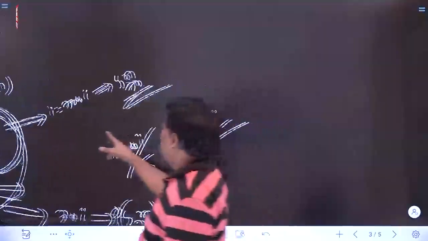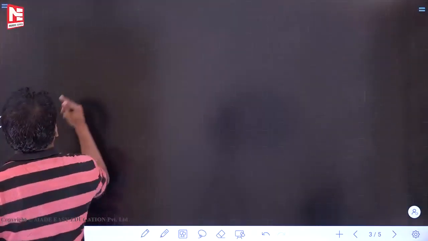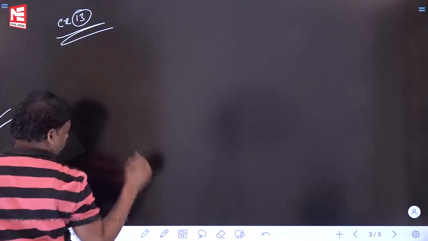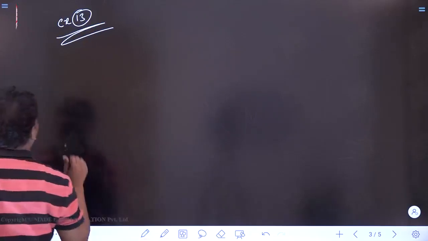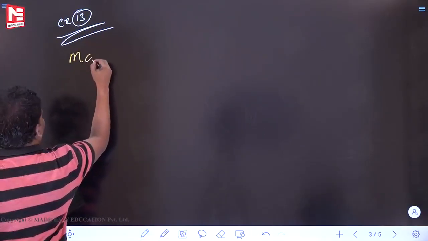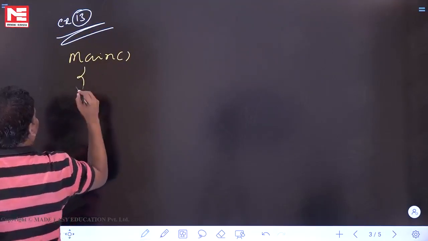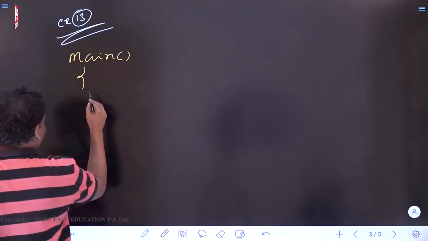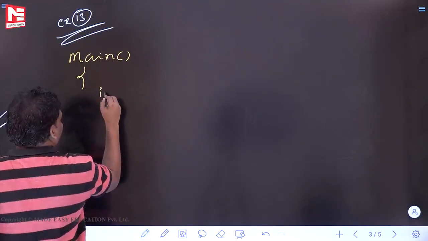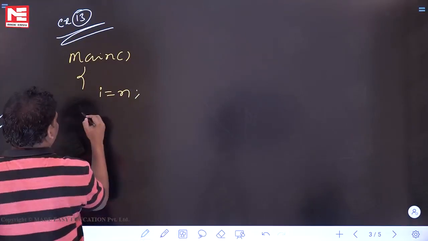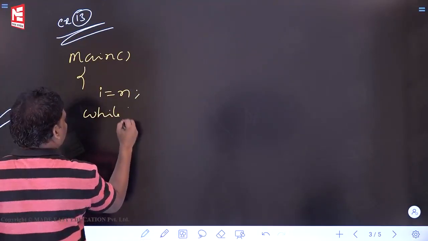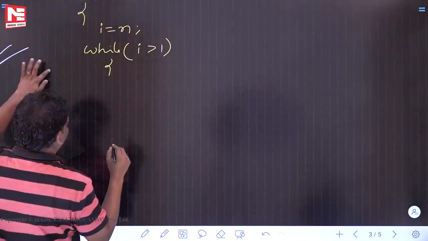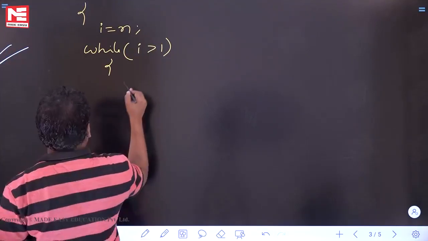One more example. Example 13. 12 is over, see the next one. Example 13. Main. I is equal to n, while I greater than 1. Now see the interesting answer.